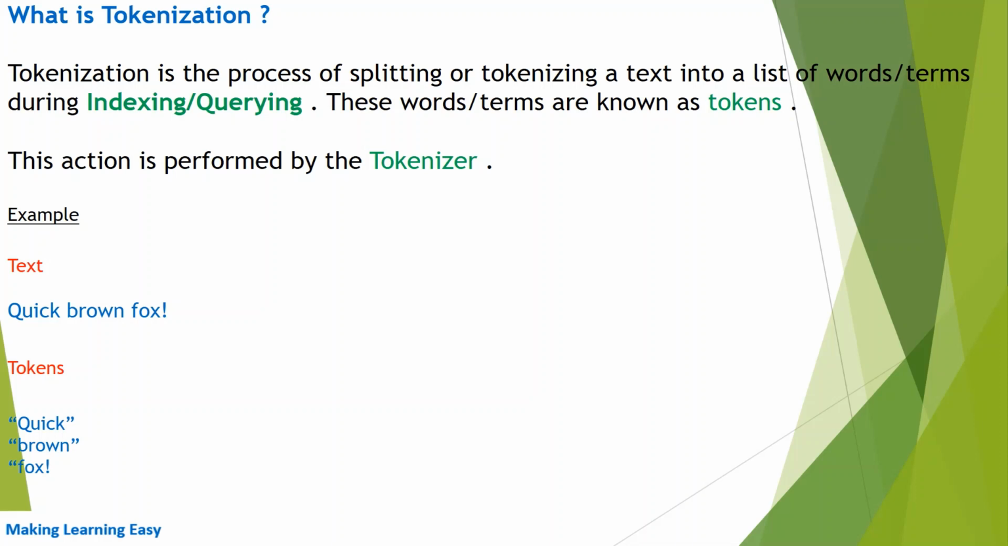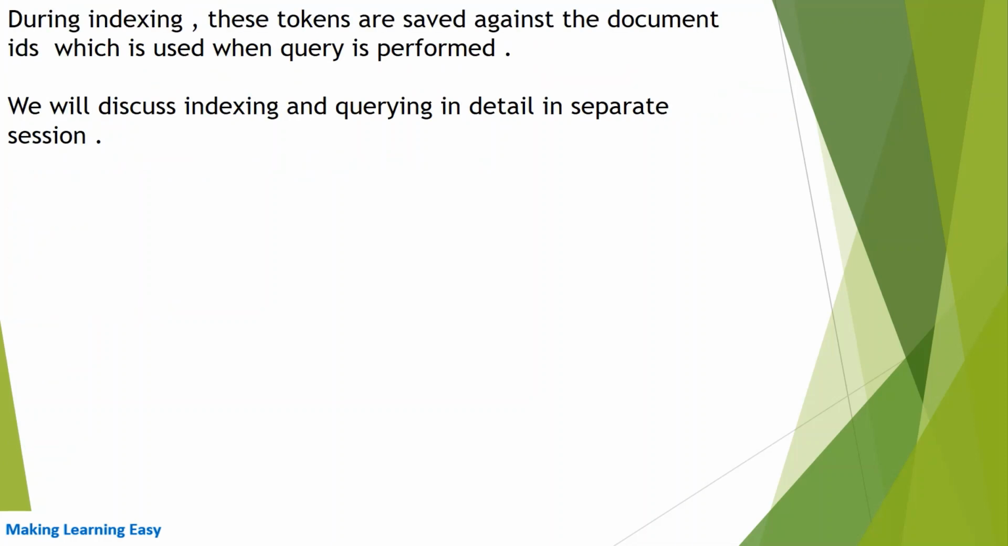For example, you have the text "quick brown fox". When you apply tokenization, you would get three tokens: quick, brown, and fox. During indexing, these tokens are saved against the document ID, which is used when a query is performed. We will discuss indexing and querying in detail in a separate session.